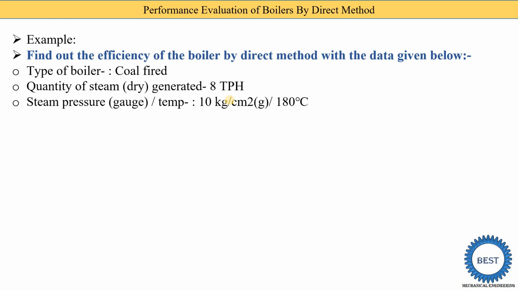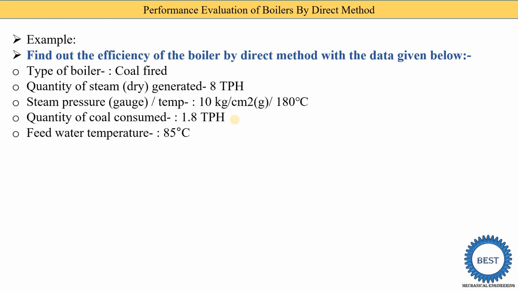Second is the steam pressure and its temperature. The steam pressure is 10 kilogram per centimeter square and the temperature is 180 degrees centigrade. The quantity of coal consumed, meaning small q, is 1.8 tons per hour. So here capital Q is given and small q is given. Feed water temperature is 85 degrees centigrade. Feed water means the initial temperature, that is, the temperature of water supplied to the boiler, is 85 degrees centigrade. GCV of the coal is 3200 kilocalorie per kg. It is simple.